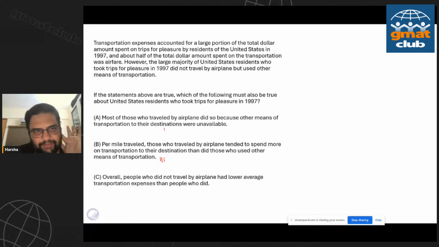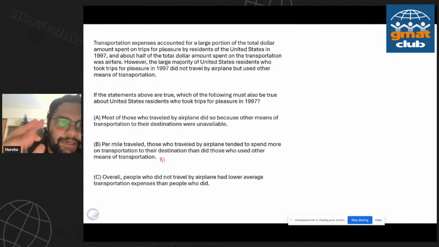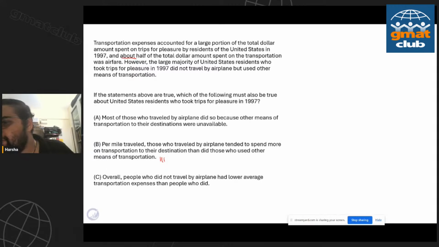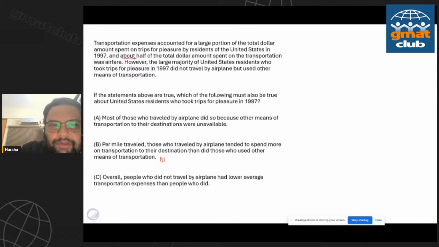Okay, folks. So let's discuss this. I'm happy to see that we have moved on from choice A. First, let's process the question as always. So we know transportation expenses accounted for a large portion of the value spent on pleasure trips by US residents in a particular year, 1997. From here, it gets very interesting. About half of the total dollar amount spent on transportation was airfare.